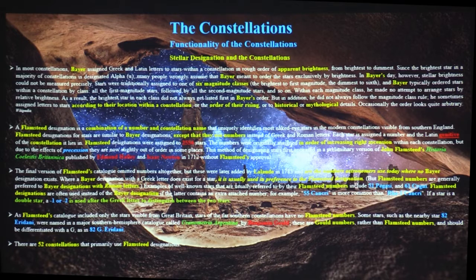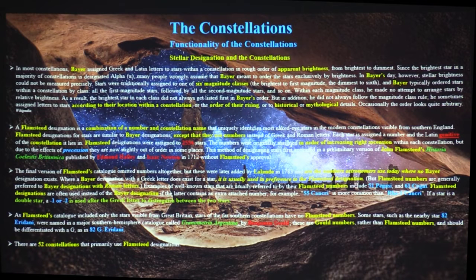Where a Bayer designation with a Greek letter does exist for a star, it is usually used in preference to the Flamsteed one. The Flamsteed numbers are generally preferred to Bayer designations with Roman letters, however. Examples of well-known stars that are usually referred to by their Flamsteed numbers are 51 Pegasi, 61 Cygni, and so on. Flamsteed designations are often used instead of Bayer if the latter contains an extra detached number. For example, 55 Cancri is more common than Rho 1 Cancri, and so on.